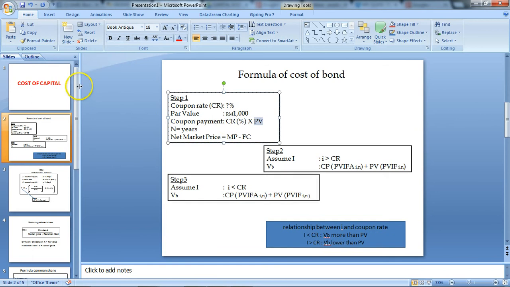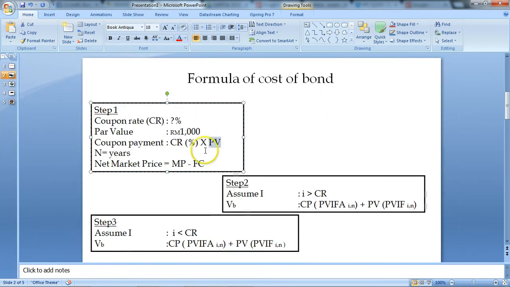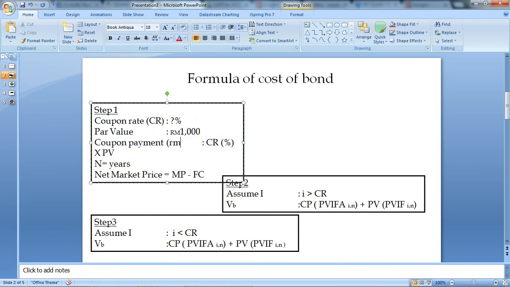This is very important. You need to know the par value is always 1000. So you need to know your coupon rate and your par value, so you can calculate the coupon payment, and it must be in RM.